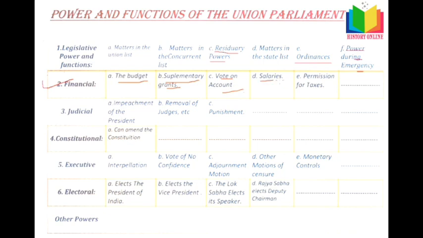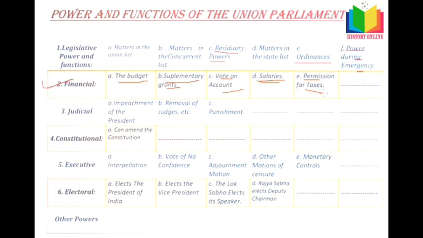The next point is salaries. The salaries and allowances of MPs and ministers are determined by the Parliament. Here also Parliament enjoys its power. The last point of financial power is permission for taxes.